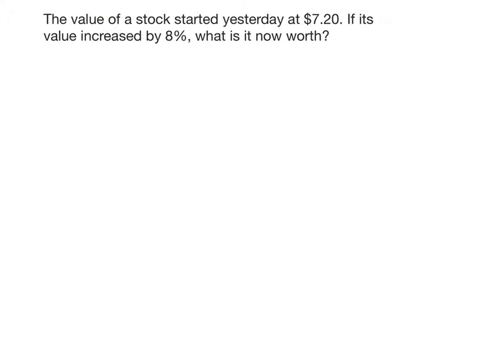Let's try one last example with a percent increase, right? We're still going to use the percent equation here because we know the percent, so this will let us do the problem in fewer steps than if we use the proportion. So we want to look for the new value. Remember, that's A. That's the part. And we know our base, what the stock started at, is $7.20. We'll write 7.2. And we know our value is increasing by 8%.